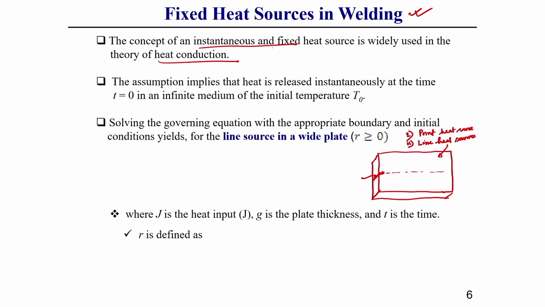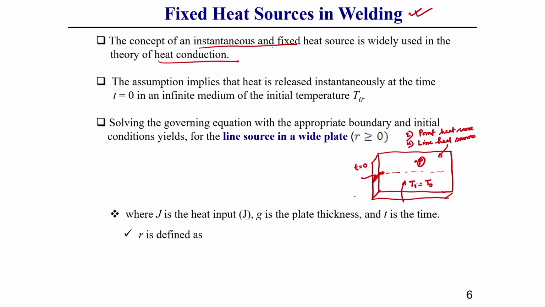So, first of all, if you apply a fixed line heat source in a particular plate at time t equal to 0, and let us consider the initial temperature of this plate, room temperature, is T0. Then, if you instantaneously apply a line heat source through the thickness of the plate, what should be the temperature distribution at any point P of this plate? That I am going to show.